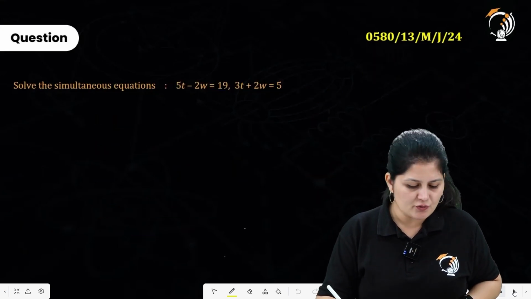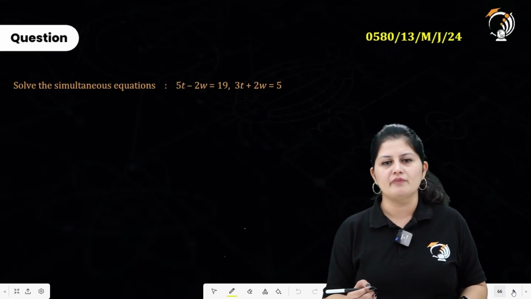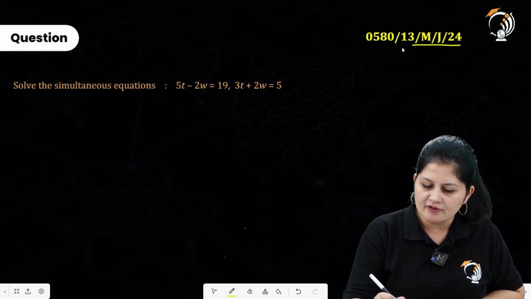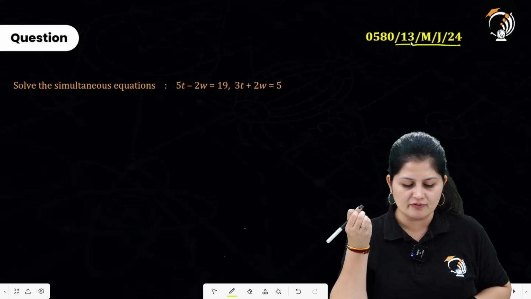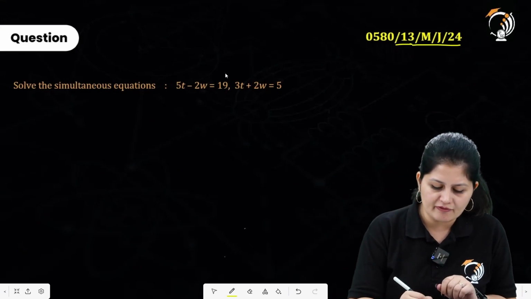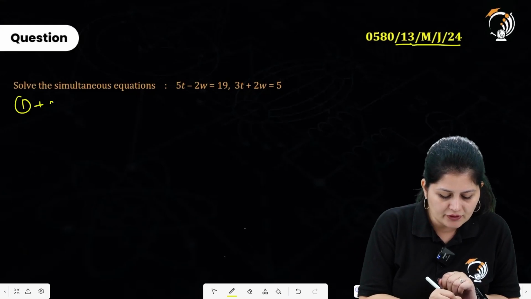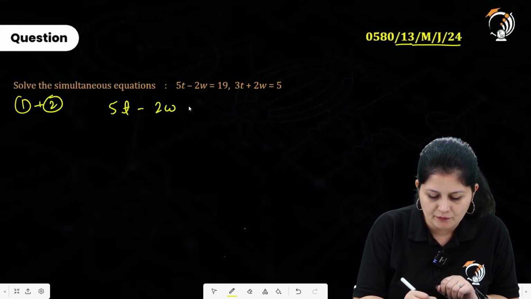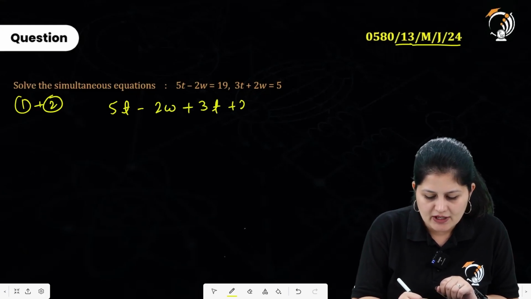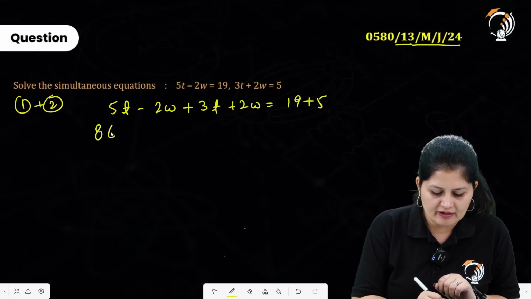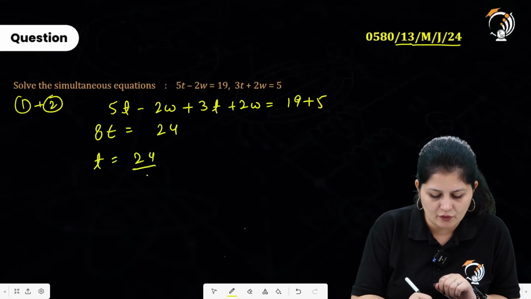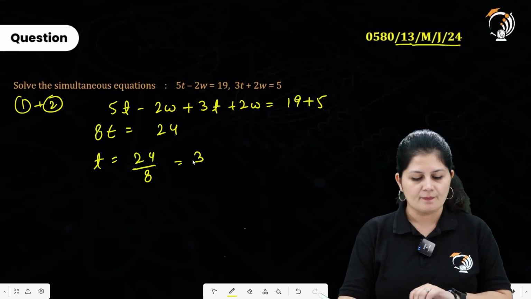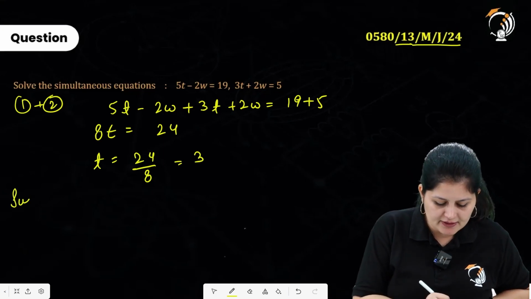Moving to the next question, again we have a question from the paper of May-June 24, variant 1-3. So again we need to solve the simultaneous equations. We are going to add both these equations in order to solve them. So this is going to be 5t minus 2w plus 3t plus 2w is equal to 19 plus 5. So we will get 8t is equal to 24. So we are going to get the value of t is equal to 24 over 8, which is equal to 3.